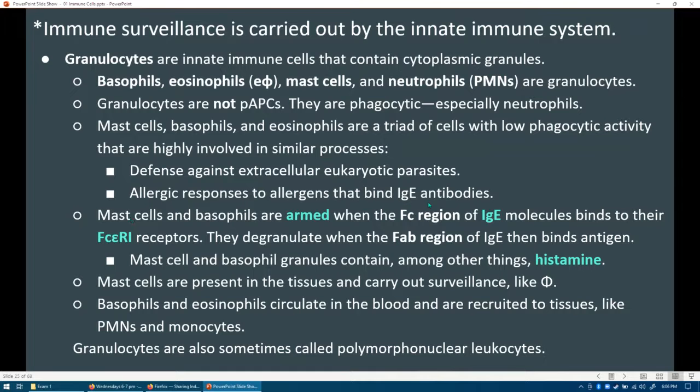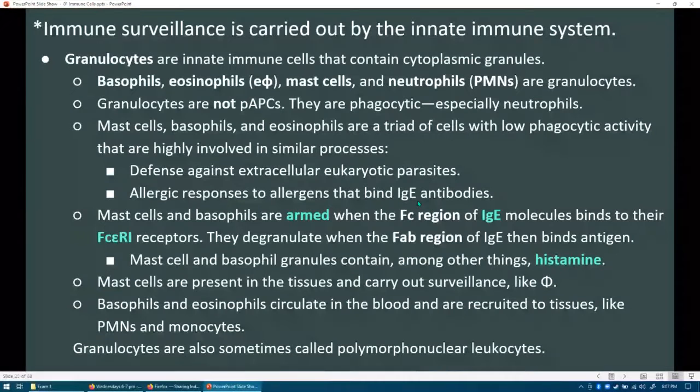So the reason that IgE matters is that IgE arms mast cells and basophils. So mast cells and basophils become armed when the Fc region of IgE molecules binds to receptors on the mast cell basophil surface called the Fc epsilon R1 receptor. This is also called the high affinity IgE receptor. And that's probably a more common name for it. So this is unusual.